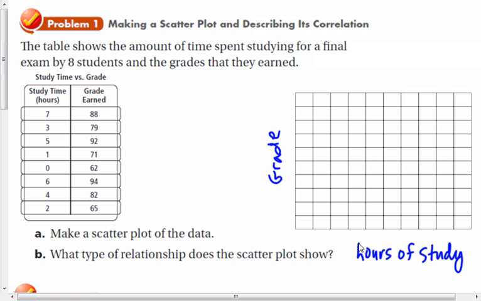All right, now just looking at the numbers, it looks like for study time, we need to go up to at least 7. So it would be appropriate just to use a scale of 1 there. And for grade, we need to go to, it looks like a little over 90. So we could go by, say, 10s on the y-axis. So let's make this 20, 40, 60, 80, and 100. All right, I'll go ahead and plot those points, and I'll check back with you.